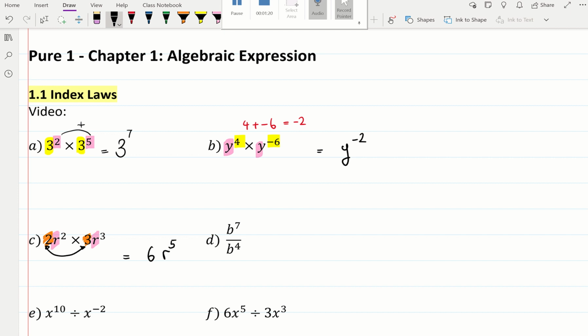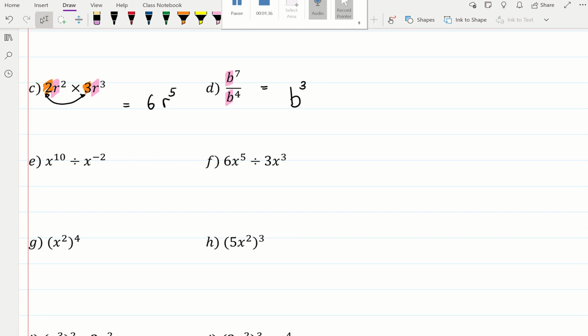A fraction, of course, is a division, and when we divide and the base is the same, the base is b, we subtract the powers. So I have b to the power of 3, b cubed, because 7 take away 4 is 3. And then I've got x to the power of 10 divided by x to the power of negative 2. So we are subtracting the powers because the same base, and I subtract the powers.